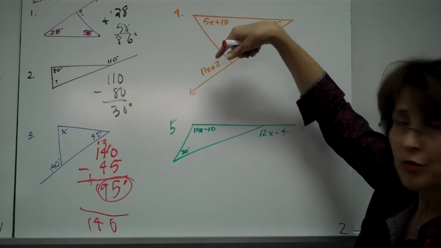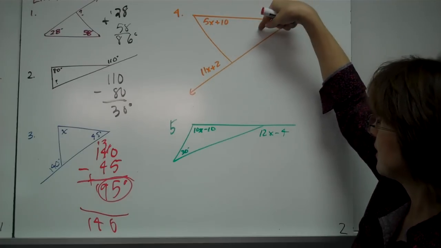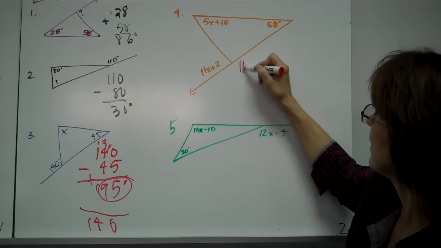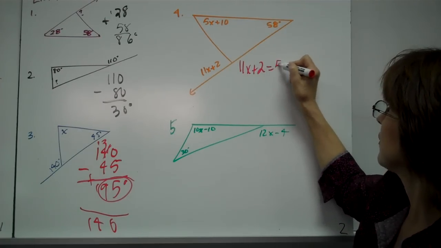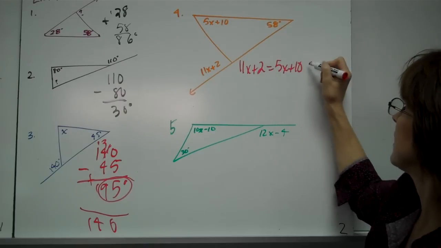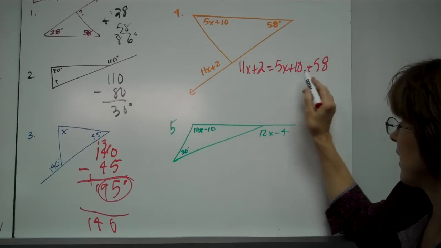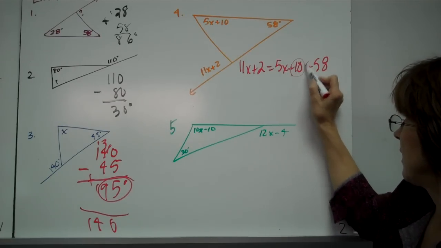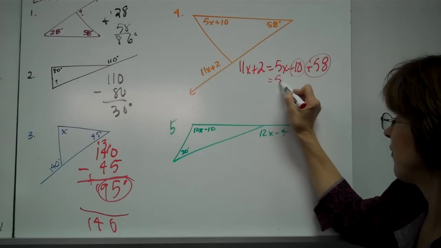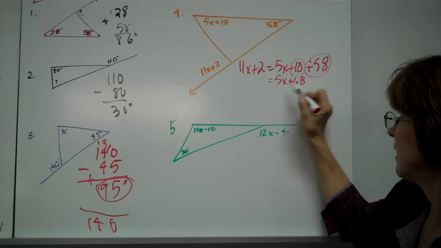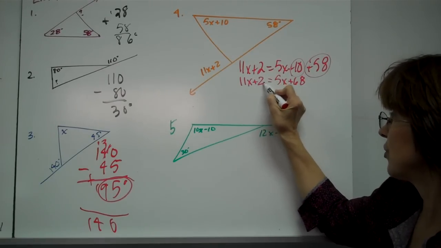Now this one, we've got some algebra in here. We have to put this plus this equal to that. So let's go ahead and solve for x. 11x plus 2 is equal to 5x plus 10 plus the 58 degrees. Remember how to do these kinds of problems. Let's combine our like terms if we can. We can combine the plus 10 and the plus 58. So we really have 5x plus 68 is equal to 11x plus 2.